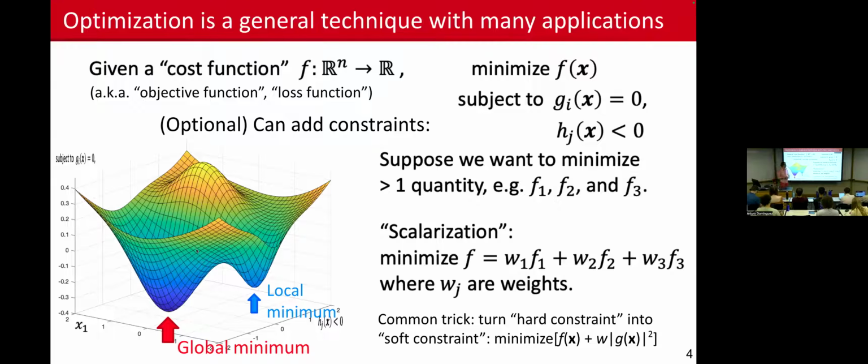Okay, another common trick I wanted to mention is you can often turn a hard constraint that says G of X has to equal 0 into a soft constraint by basically adding it in the scalarization way, saying minimize F plus a weight times the magnitude of G of X squared. Because if you squint at this thing, this term is minimized when G of X equals 0. And so this is a way of getting G of X close to 0, but not exactly prescribed. And often this is an easier problem to solve than the exact hard constraint.